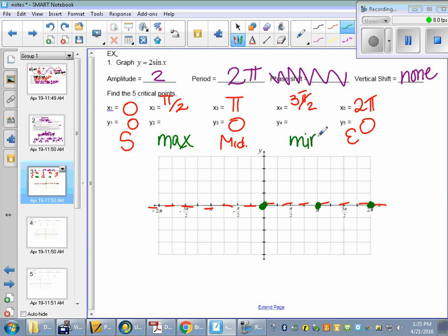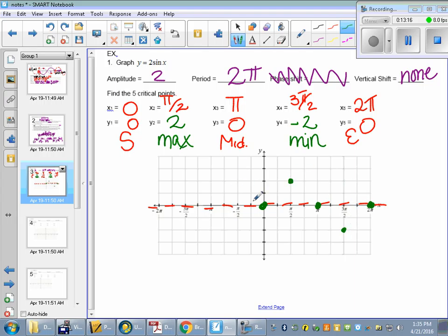And remember how I said we get max and minimum. Take your amplitude. We are 2 units above the midline for our max, and we're 2 units below the midline for the minimum. That's the distance from the midline up and down to our max and minimum. So 2 units above our midline of 0 is going to give me a maximum of 2. 2 units below our midline of 0 is going to give me a minimum of negative 2. So let's plot those final 2 points. Pi over 2, 2, and 3 pi over 2, negative 2.